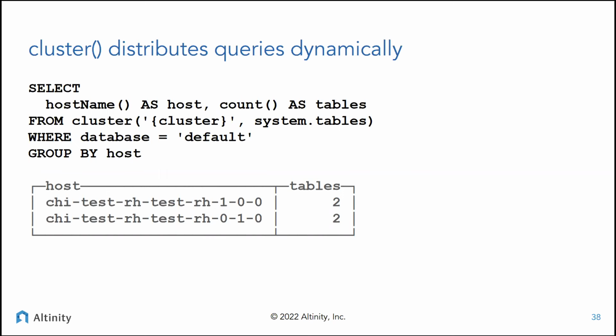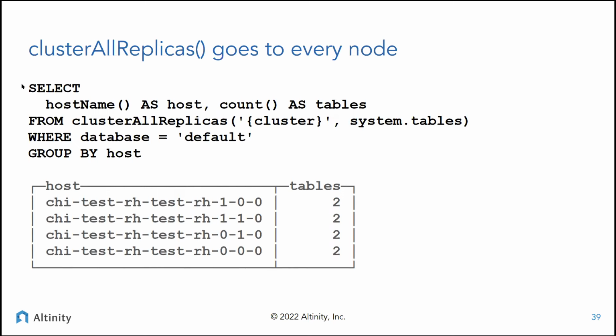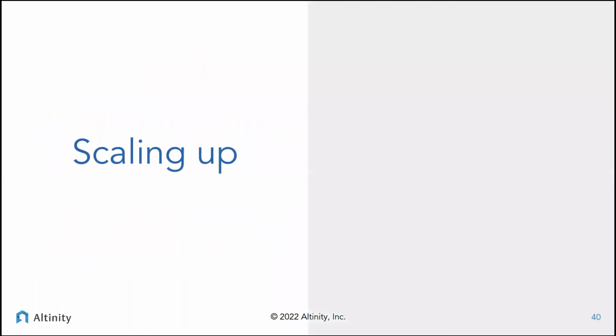The difference between this and using a distributed table is it's less efficient, because it has to set up all the network connections every time it runs, but distributed tables don't do that. Otherwise, it behaves essentially the same. And then cluster all replicas is just going to all replicas in the cluster. Same idea.